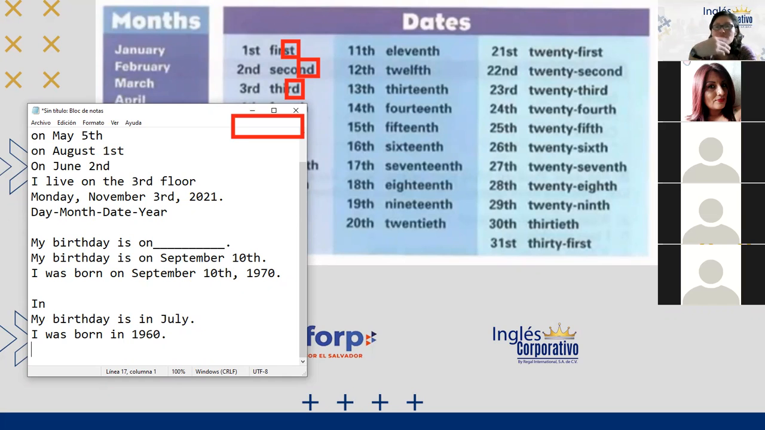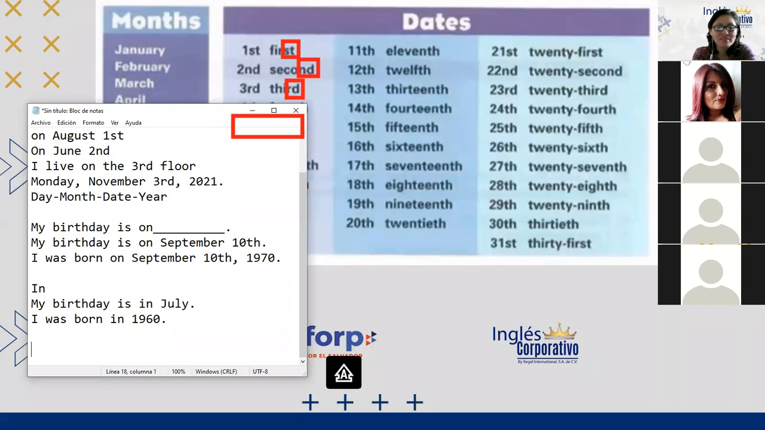Bueno, en este caso vamos a hacer lo mismo. Vamos a cambiar de preposición. ¿Ok? Pero en este caso ya no va a ser in, sino que va a volver a ser on. Por ejemplo, I will have class on... Mañana es Thursday, ¿verdad? On Thursday. Okay, I will have class on Thursday. Voy a tener clase en jueves. I will have class on Thursday, right?